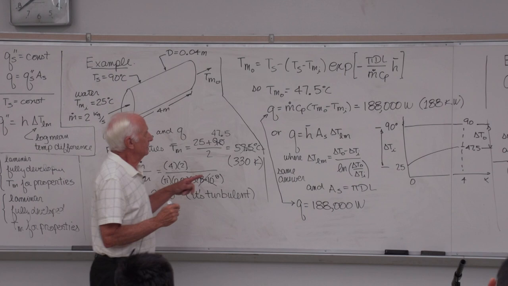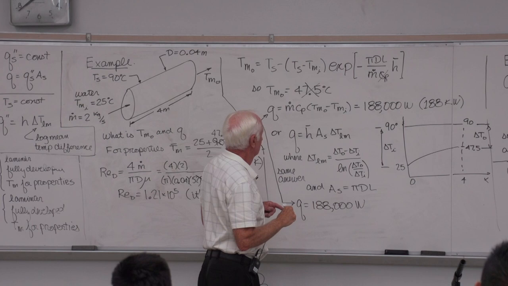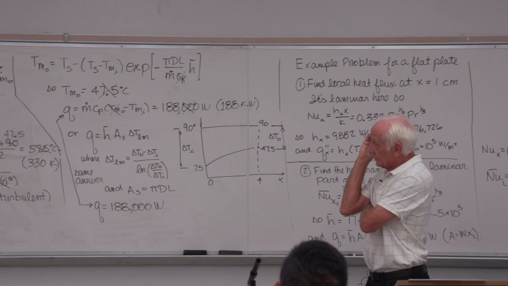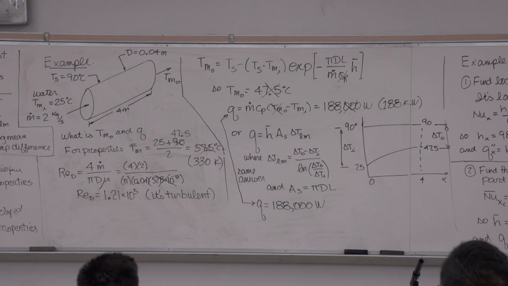Does c sub p change? Yes. Is T mean out going to change? Of course. T mean out changes. Does Q change? Of course. So you go through it another time. And now the temperature comes out to be maybe 48.7. You say, oh, I'm within a degree, almost there. But you know what? I'm going to try to get to within a half a degree. So you do it one more time.